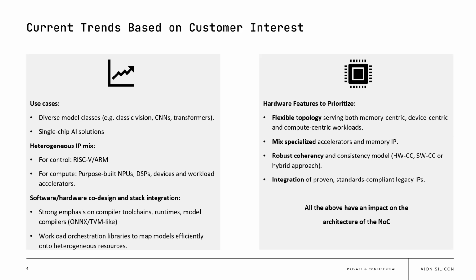So based on these interests, what hardware features do we want to prioritize? We want a flexible topology, which can serve both memory-centric and device-centric workloads, a mix of specialized accelerators and memory IP. We also want a robust coherency model, and from this we have options whether it's hardware coherency or software coherency or something that's a hybrid of both. And then finally, we want integration of proven and standard compliant legacy IPs. All of the above have an impact on the architecture of the NoC.